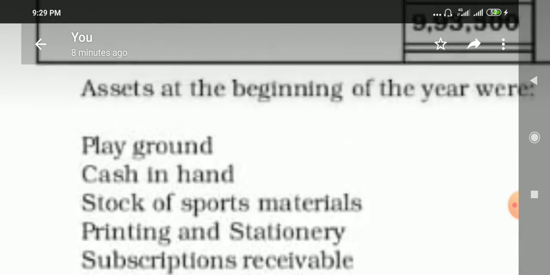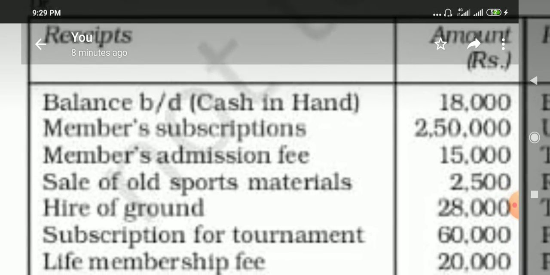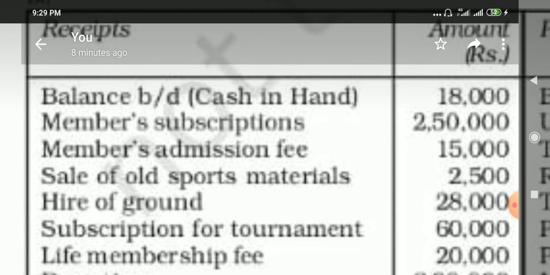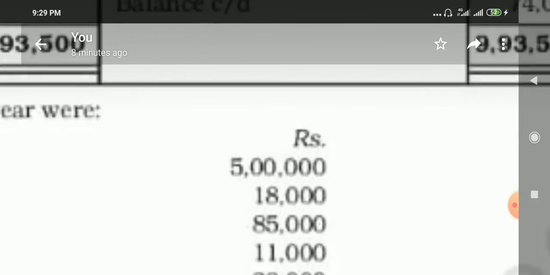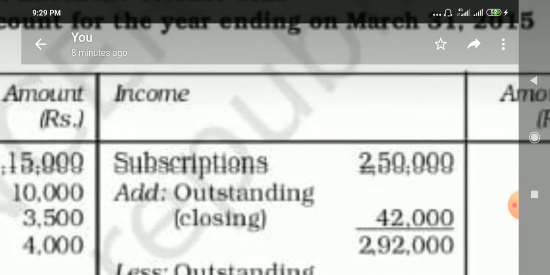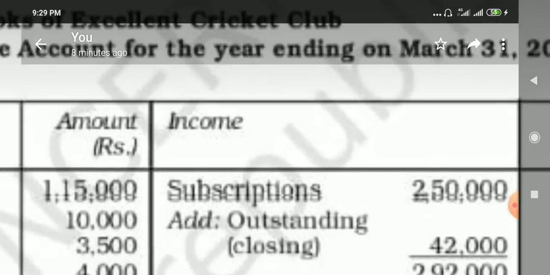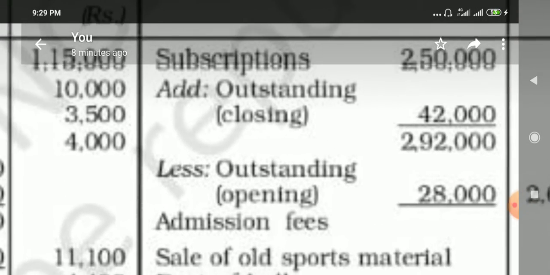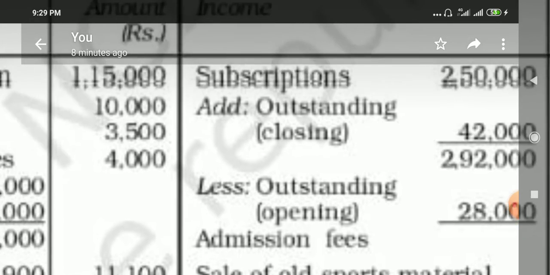For that, go and see in receipts and payment, receipt side, member subscription 2,50,000. Add outstanding, it's given in the additional information, outstanding subscription 42,000. Then less outstanding opening, it means last year outstanding.